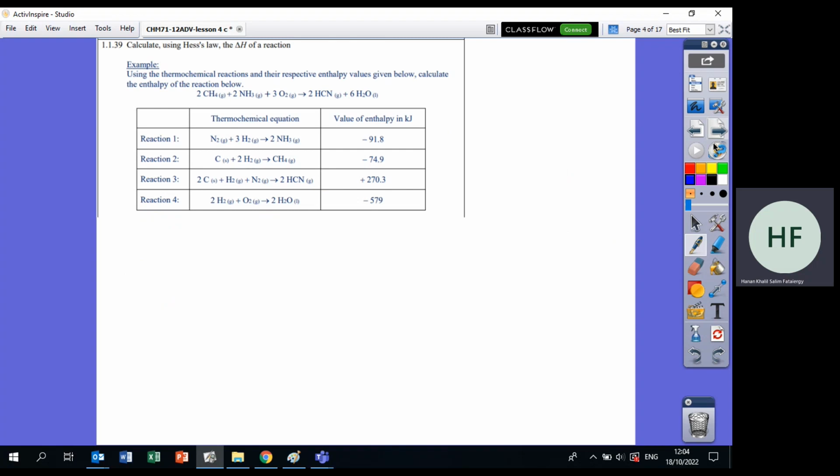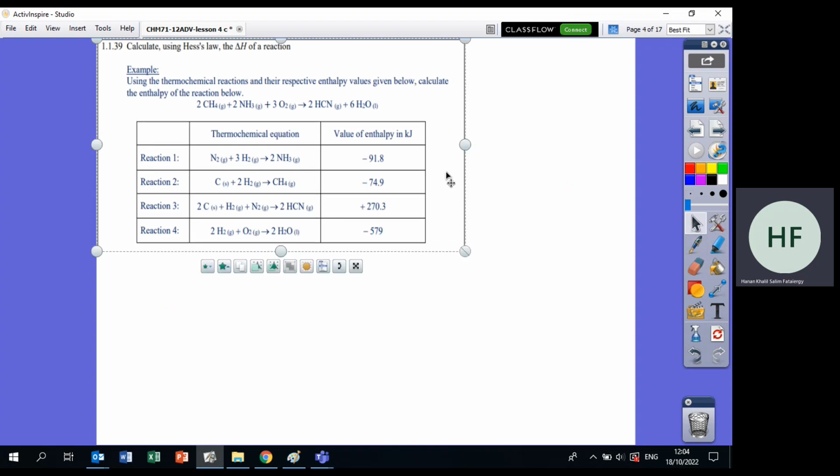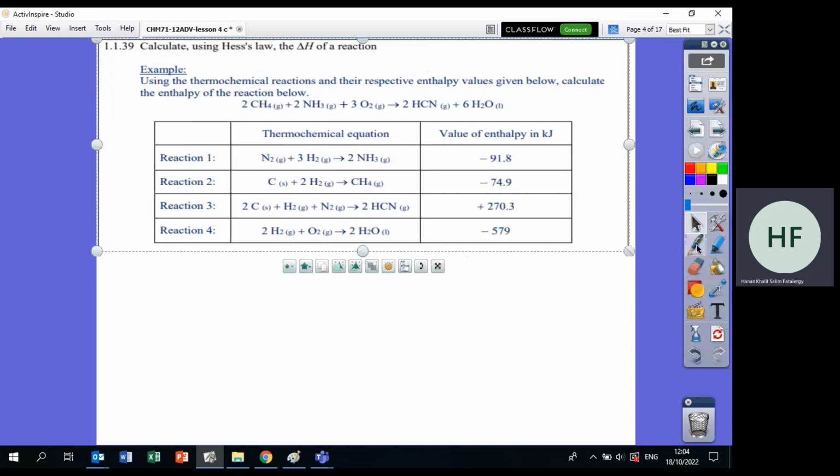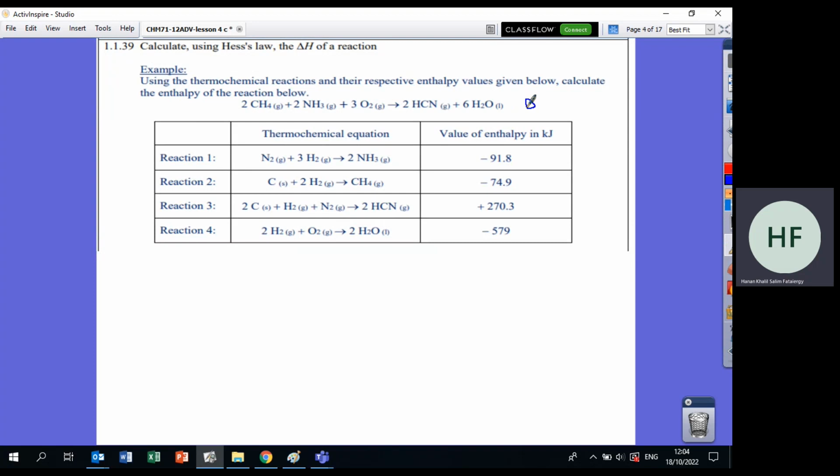Now let's see what types of questions you might get in the exam. This is one important question: you have this reaction, and you need to find delta H for it by using these 4 reactions. So we will start. For sure, we will add the reactions, but before we add them, we have to make some changes to them. These changes could be reversing a reaction or multiplying a reaction by a number, depending on the main reaction. For example, here we have 2CH4.